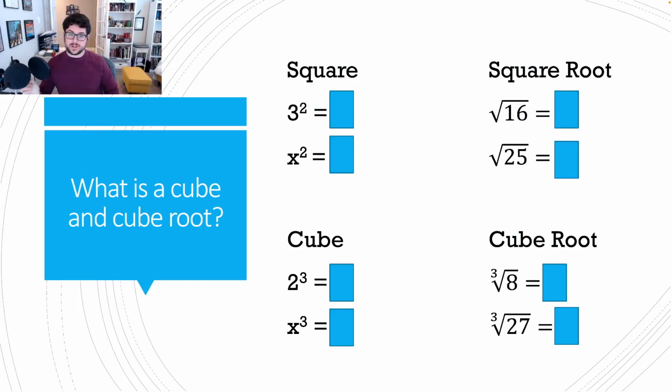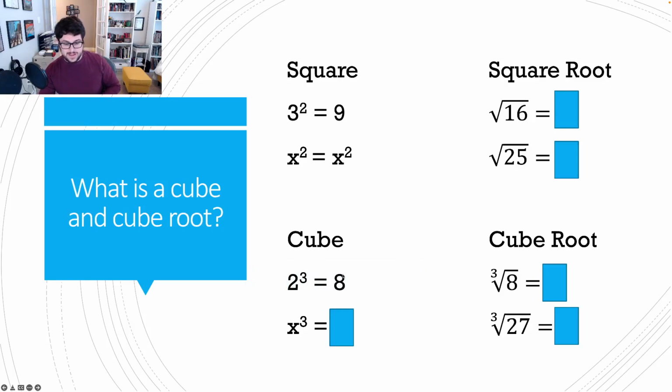Well, we're first familiar with squares and square roots. So, 3 squared is 3 times 3, which is 9. X squared is x times x, which we write as x squared. So a cube is something times itself 3 times. 2 to the third is 2 times 2 times 2, which is 8. X to the third is x times x times x, which is x to the third.